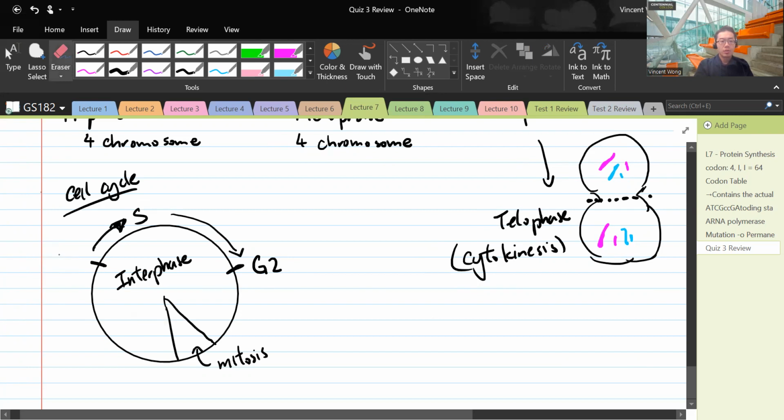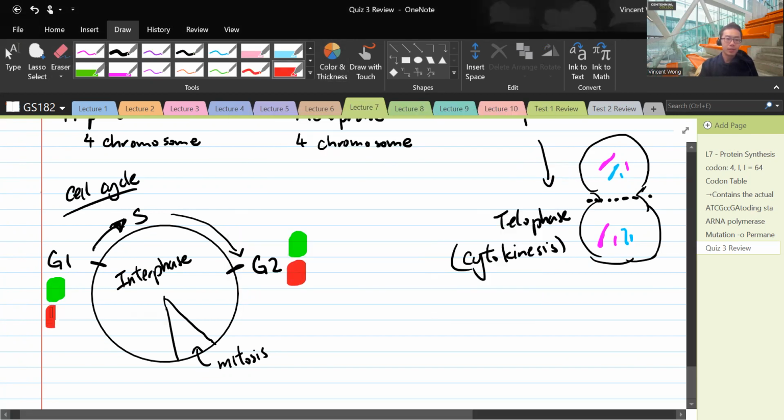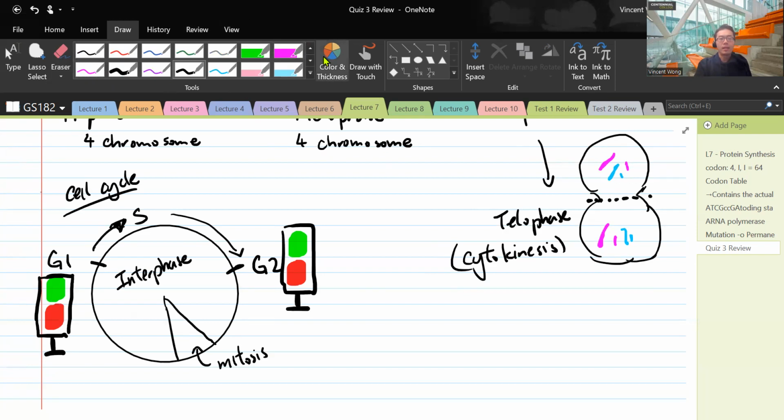So G1, just briefly, checks for the quality of the DNA and the state of the cell, to make sure it's healthy enough to copy its DNA. And once it's copied, you want to check for the quality again. Did you make any mistakes or did you have to fix anything? So this cell cycle is regulated by a bunch of green lights and red lights. There's no yellow lights, just green and red. Green light means they could go ahead and divide. Red light means stop.